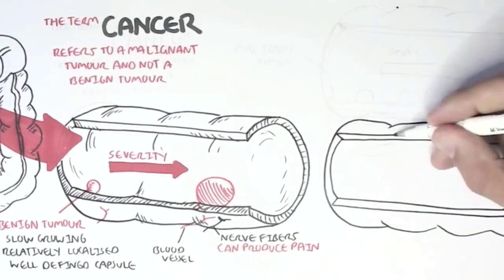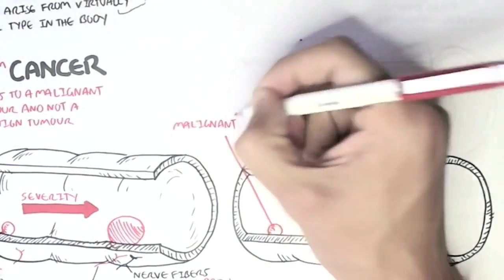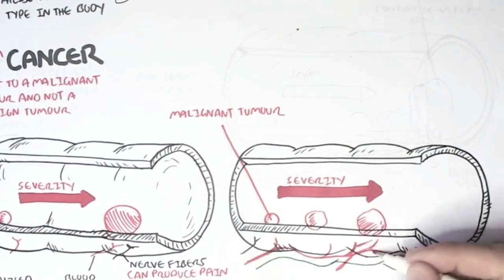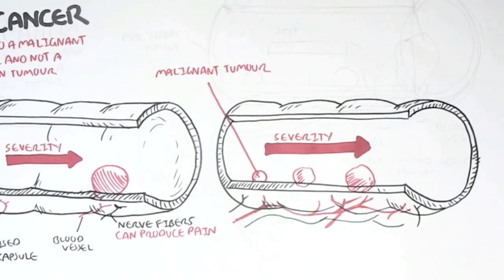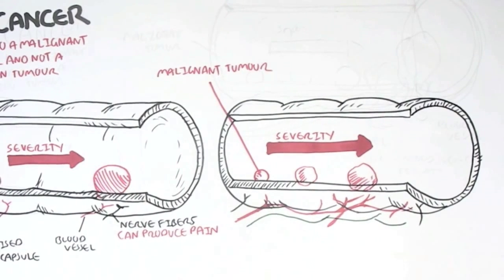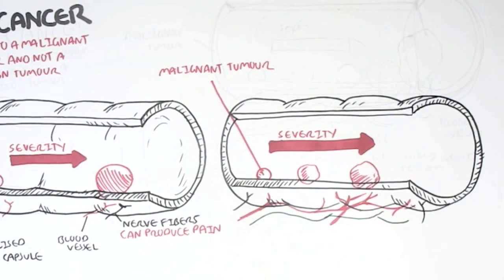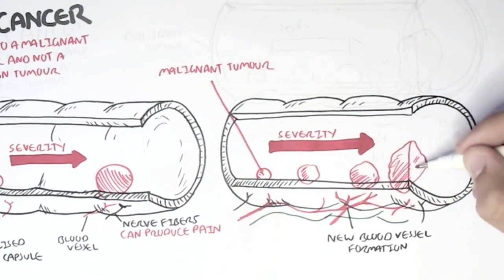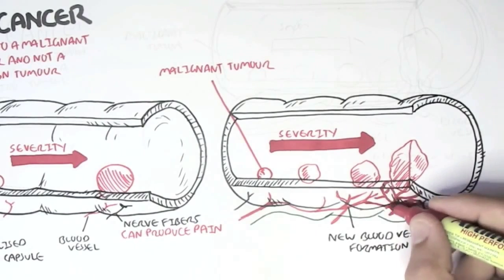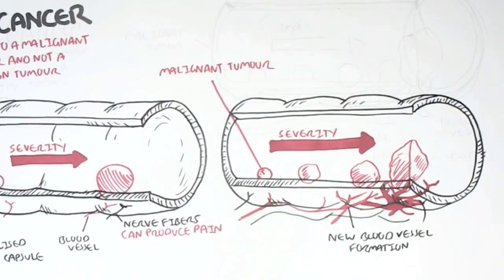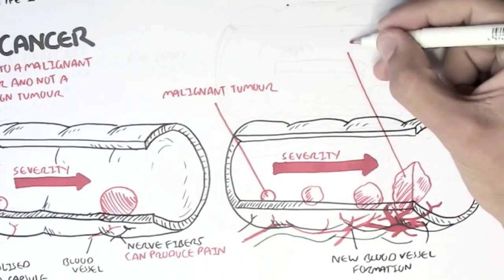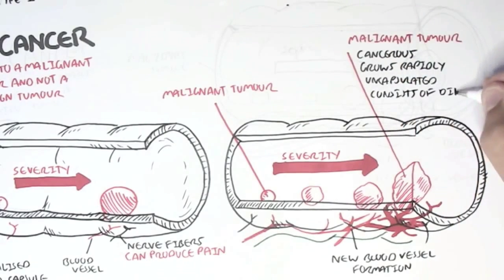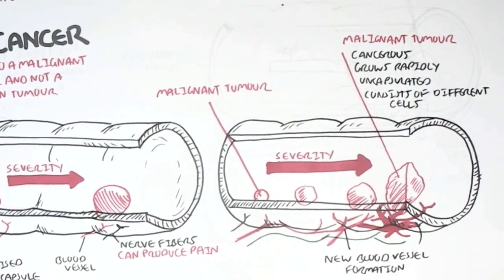Now let's look at a malignant tumor, which can start off fairly small, but as it grows, the severity increases drastically. This malignant tumor is not contained and can start digging underneath the layers of tissues like so. And during this time, the tumor will produce chemicals that will cause surrounding blood vessels to grow. And so big tumors often have massive blood supply to feed the growing need. So the malignant tumor is characterized by, first of all, it's cancerous, it grows rapidly, it's unencapsulated, and it consists of different types of cells because of various mutations that occur.